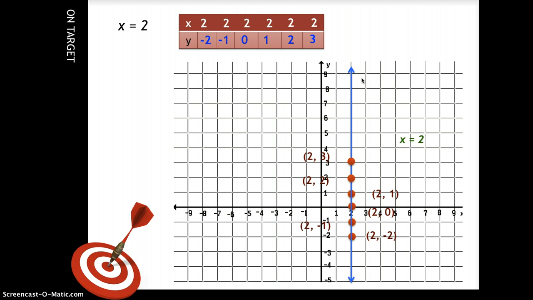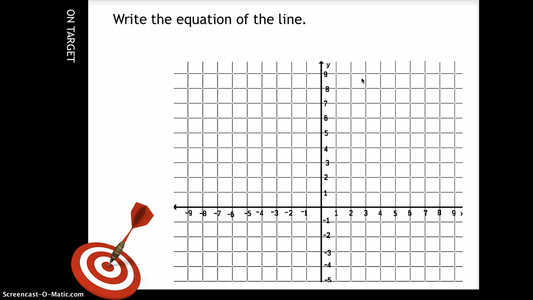Another example: I have another blue line, which is again parallel to the y-axis. This time I'm not going to identify 6 points, I will just identify 3 points. When you know how to do it, you don't even have to write all those points or do an input and output table. But for the sake of explanation, I'm going to do that.